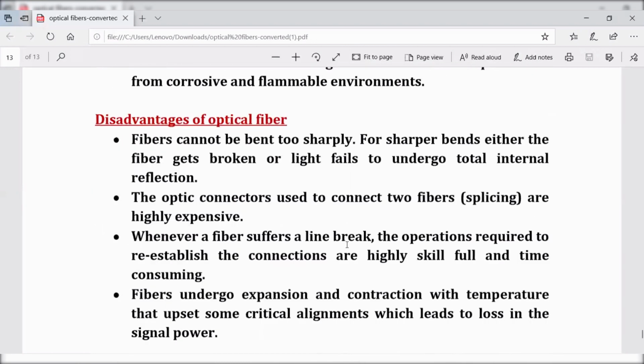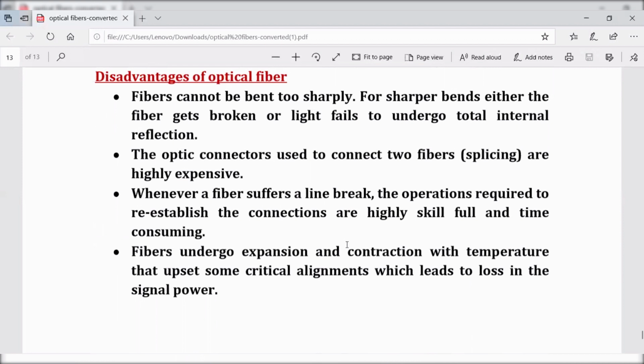Next is the disadvantages of the optical fiber. Let us know what the disadvantages of the optical fiber are. The very first one, fibers cannot be bent too sharply. For sharper bends, either the fiber gets broken or light fails to undergo total internal reflection. This is the major disadvantage of the optical fiber, because it is made of plastic or glass. It's a very thin material. It gets easily broken. We cannot bend the fibers too sharply.